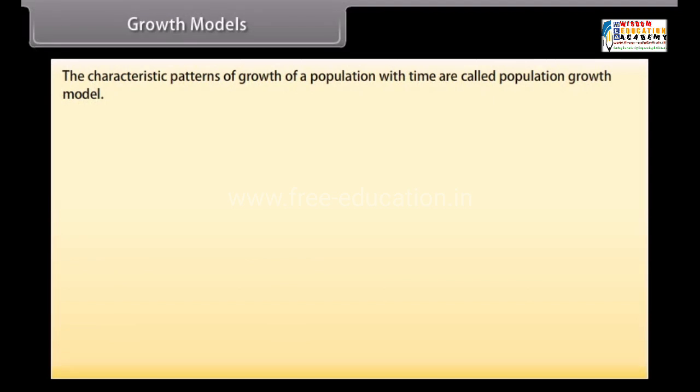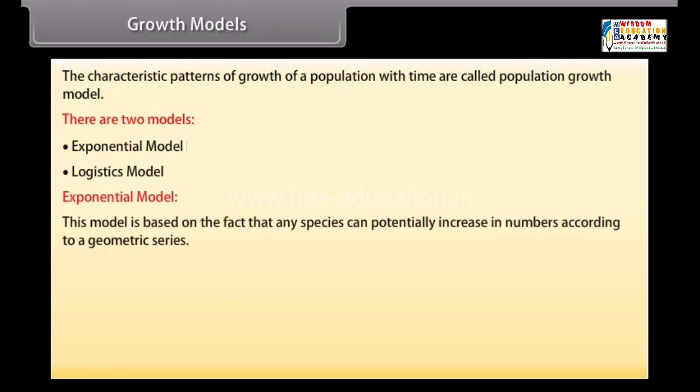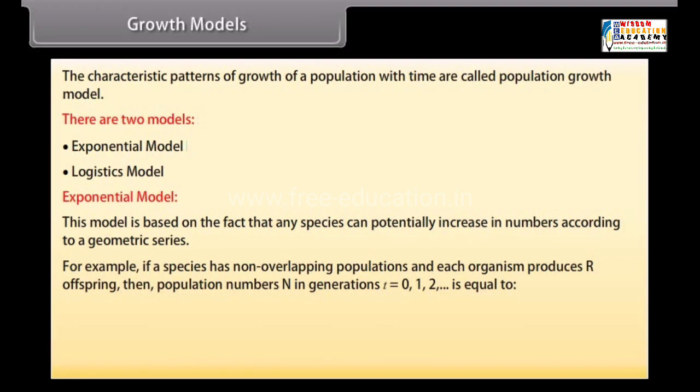Growth models. The characteristic patterns of growth of a population with time are called population growth models. There are two models: the exponential model and the logistic model. Exponential model. This model is based on the fact that any species can potentially increase in numbers according to a geometric series. For example, if a species has non-overlapping populations and each organism produces R offspring, then the population numbers N in generations t equal to 0, 1, 2, and so on is Nt equals N0 into R raised to the power t.